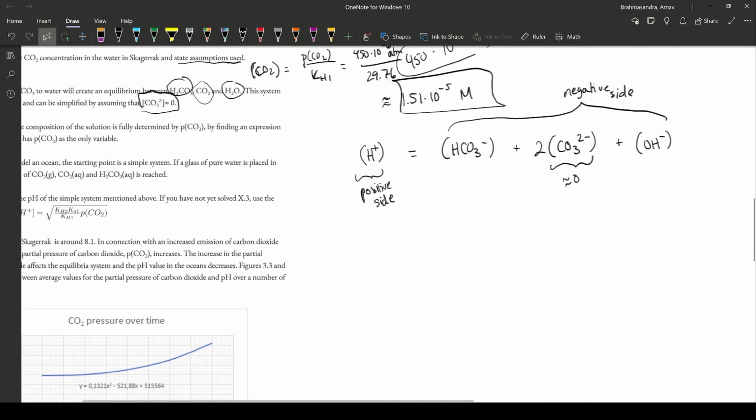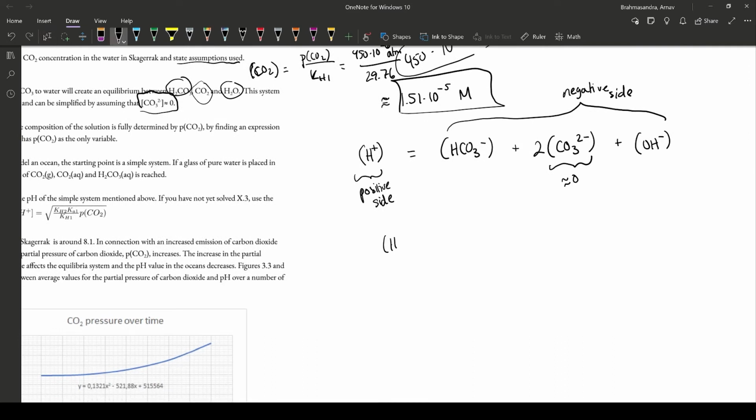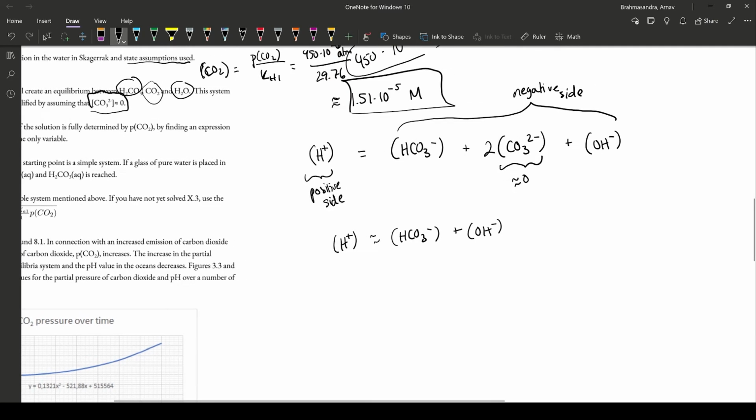So that's why we can assume it's basically 0. If we write this out, we get H plus approximately equals HCO3 minus plus OH minus. And if we know our KW expression, we know KW equals H plus times OH minus.